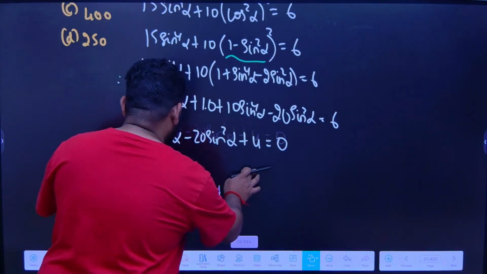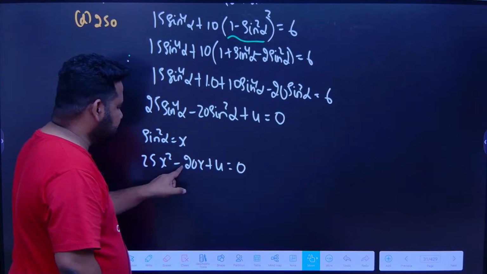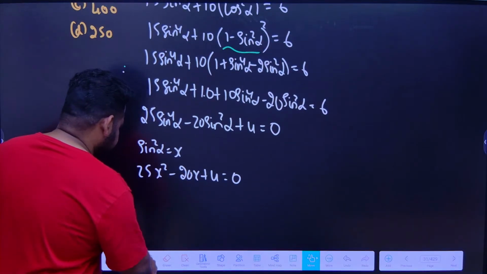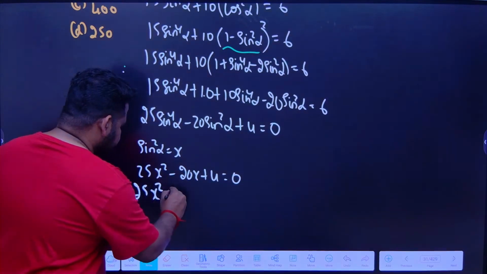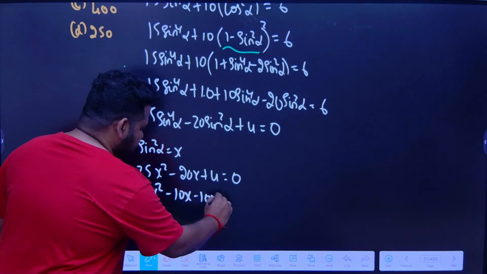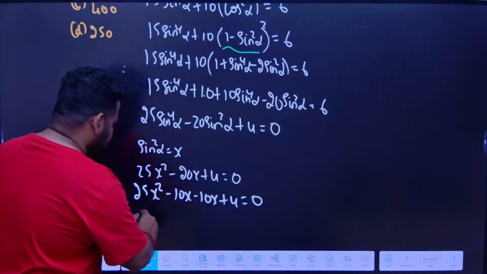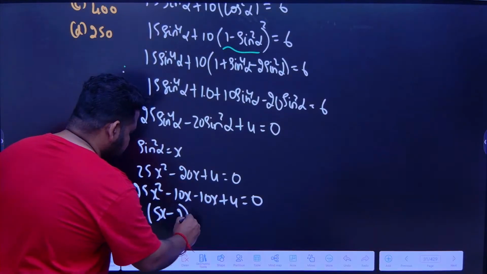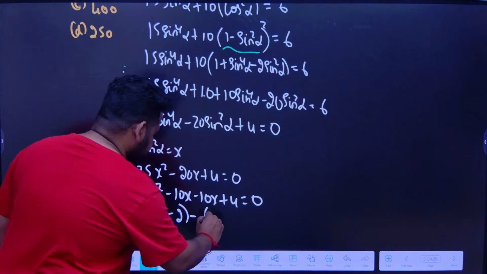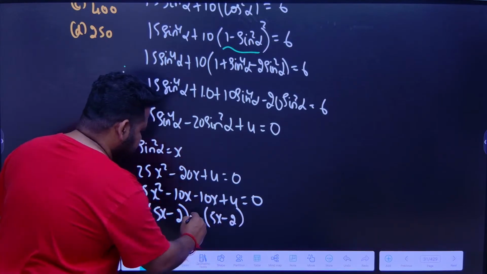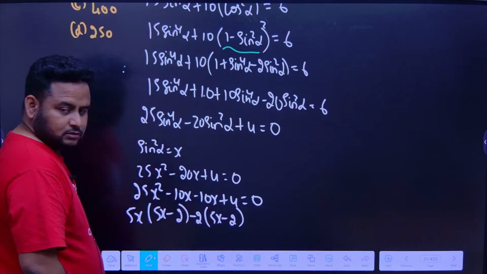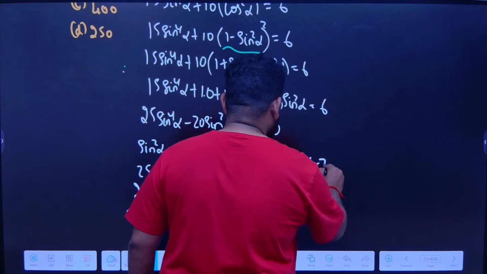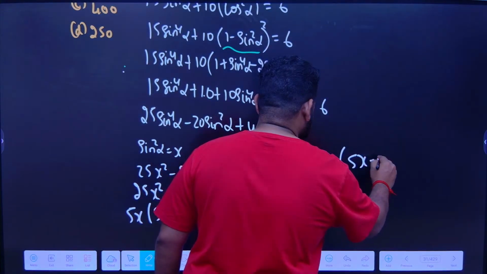So, what will this become if I solve this? 25 into 4 is 100, but this is coming as 20x. So, what should I do to get 20x? I can write it as 25x square minus 10x, again minus 10x plus 4 is equal to 0. If I take 5x common, I get 5x minus 2, and again 2 will come out, so 5x minus 2. So, I have 5x minus 2 into 5x minus 2 is equal to 0.